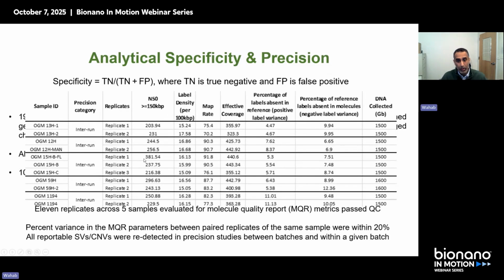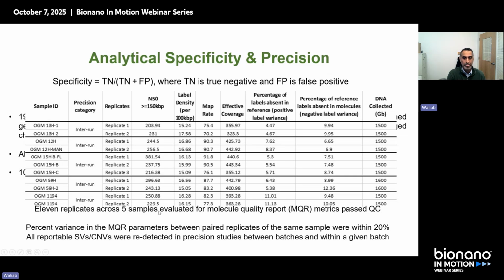The third thing we looked at, as you might appreciate, was our reproducibility studies. We had just the one Saphyr, so we had to get creative in how we set these up. We ran these in duplicates, either inter-run or intra-run, as well as with different operators. And we were able to achieve, in terms of capturing the different QC parameters, which I'll talk about in the subsequent slides, within a 20% variance with respect to the map rate, the label density, and the coverage. So in these cases, they were fairly close to each other in terms of the coverage, the map rate, the percent label variance and the molecule length.